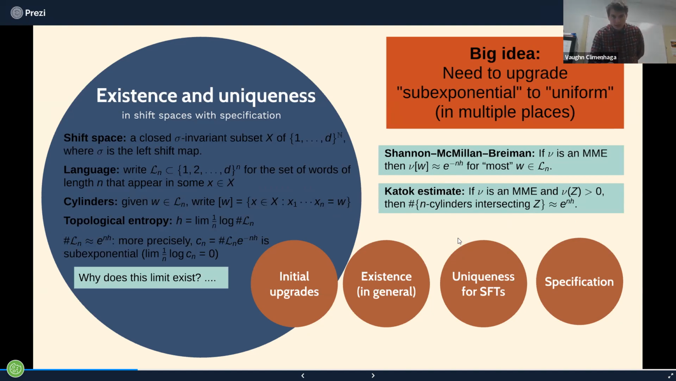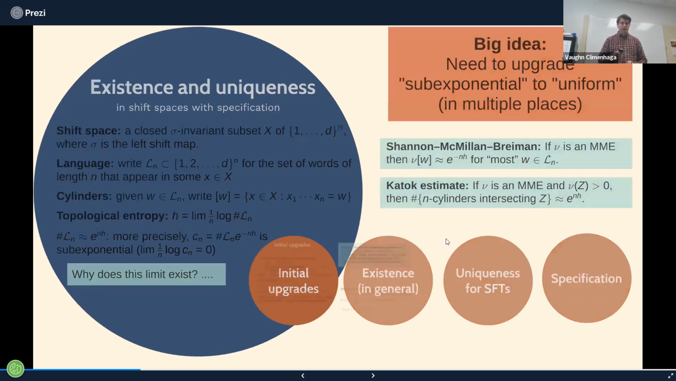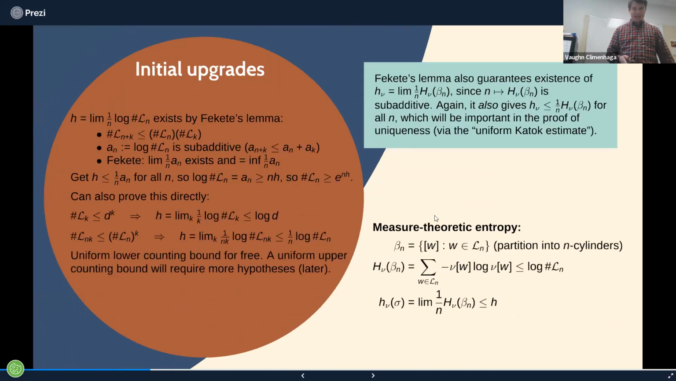So with that as the setting, I've pointed out three quantities, three places where I'm claiming we're eventually going to upgrade sub-exponential to uniform somehow. Some of that upgrading process can happen almost immediately. And this is what appeared in the pre-talk.